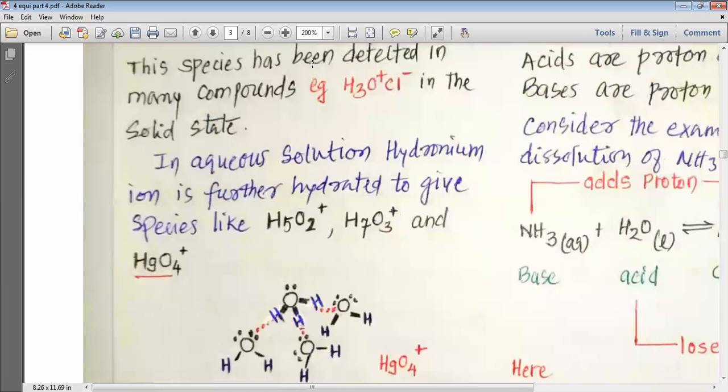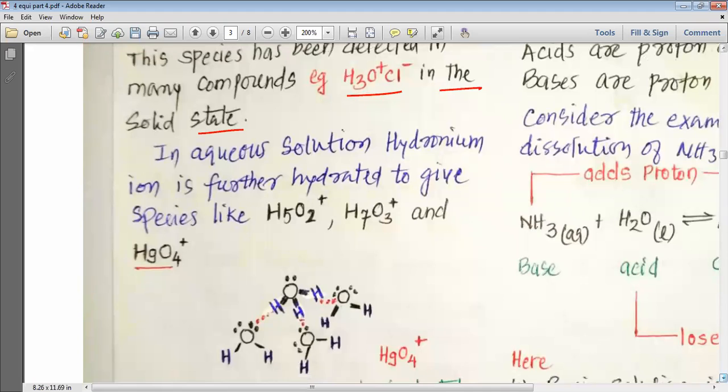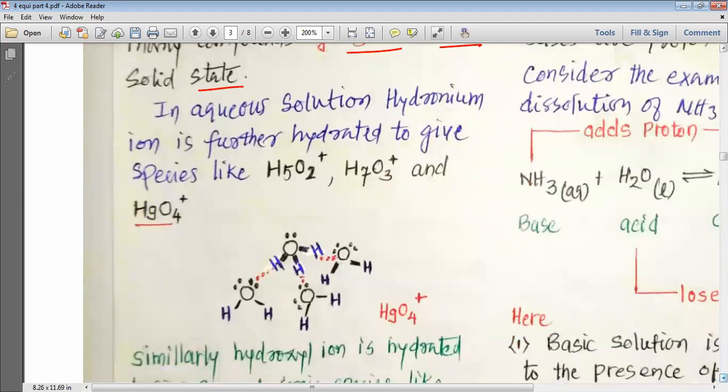This species has been detected in many compounds like H3O+ Cl- in the solid state. So my dear students, if you crystallize HCl in some way, in the crystal of HCl you can see H3O+ and Cl-, because some water molecules are also present in the crystallized HCl. Generally HCl in the crystallized form is not obtained at room temperature. HCl is in the gaseous state.